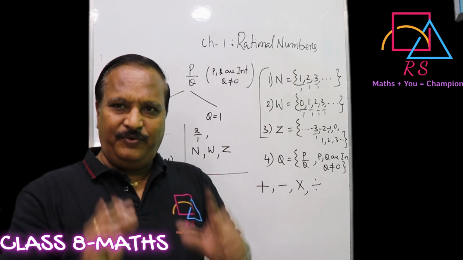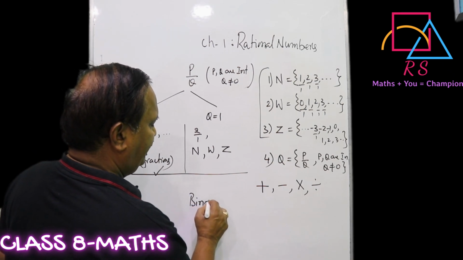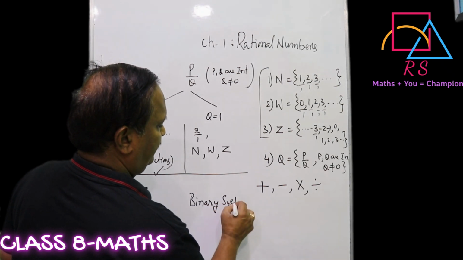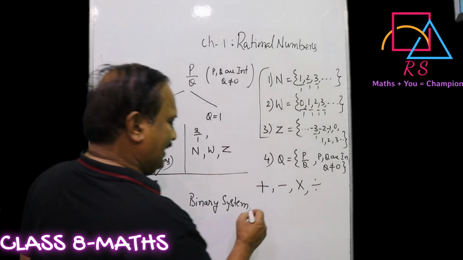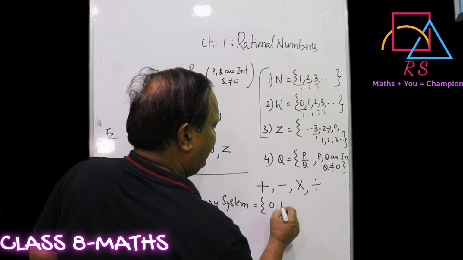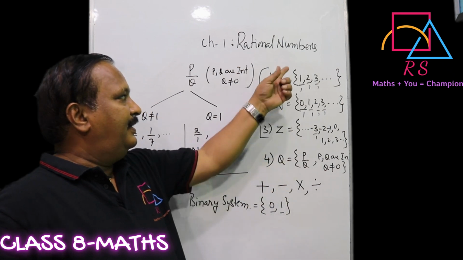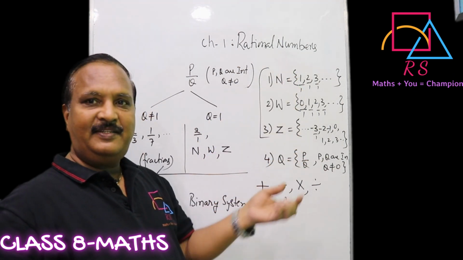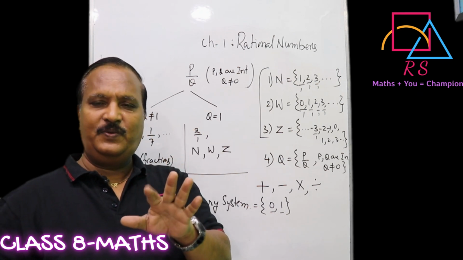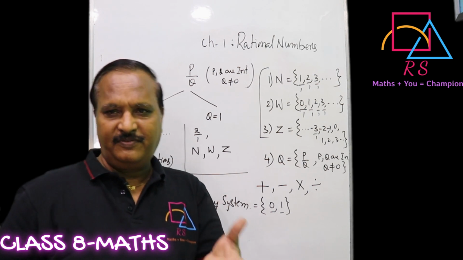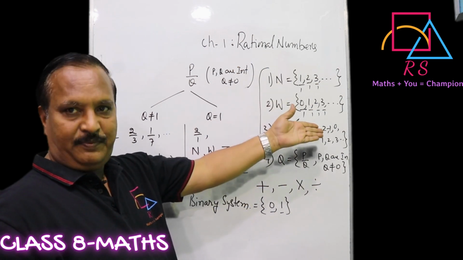I will just give you one special system: the binary system. The decimal system has 10 digits, 0 to 9. Again, 10 means a combination of 1 and 0, while 11 and 12 are also combinations. So this is one system, and these are different types of numbers.